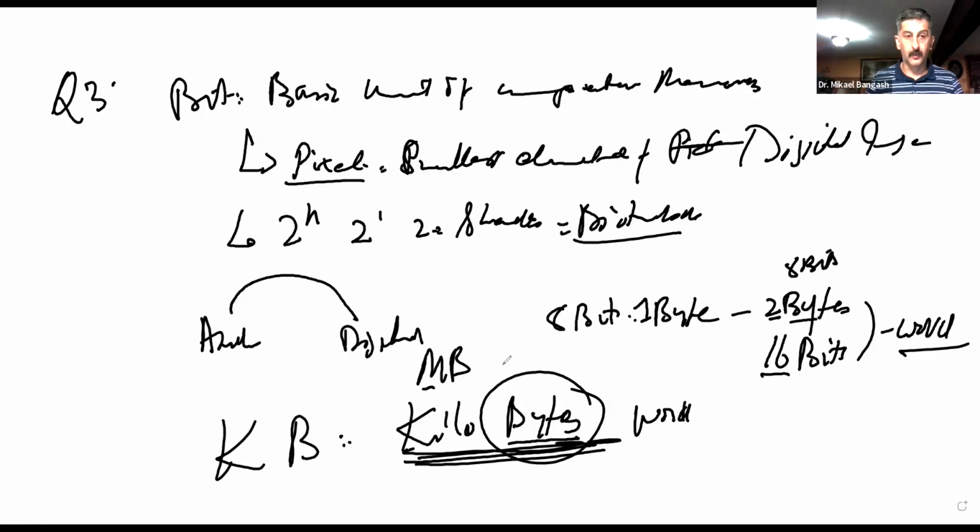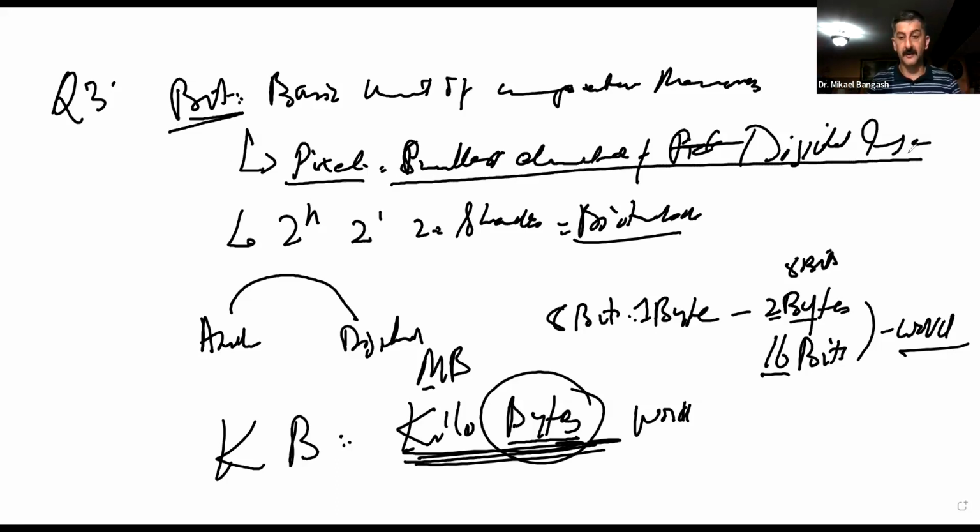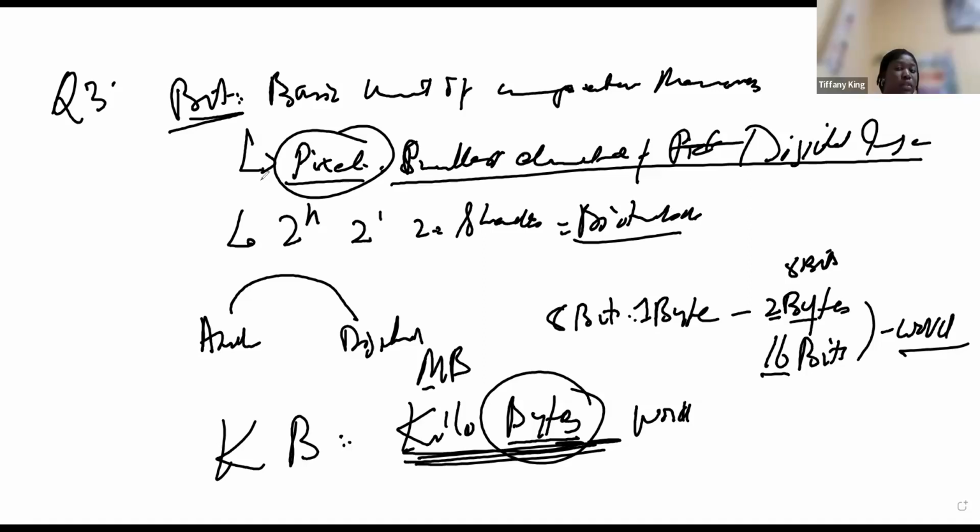So the only statement here that wasn't true when we're talking about a bit was that it is the smallest element of a digital image. That is what we actually call a pixel. Is that clear? Yes. Okay.